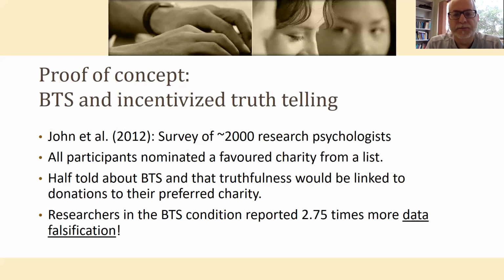So as a study that demonstrates this, John et al. surveyed around 2,000 research psychologists. All participants nominated a favourite charity from a list, and then half of them were told about the Bayesian Truth Serum and that the truthfulness of their answers would be linked to the donations to their preferred charity.